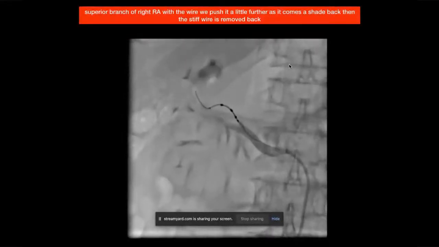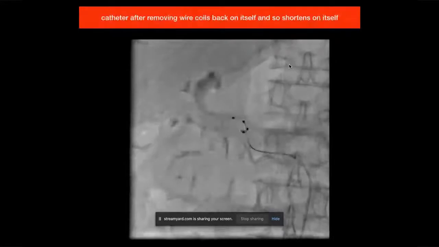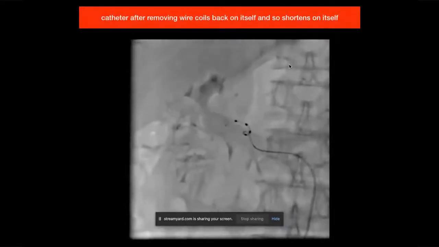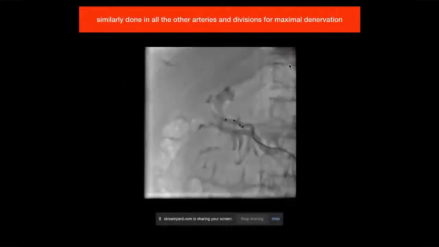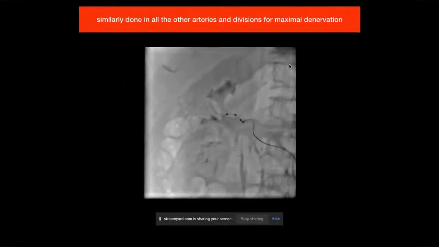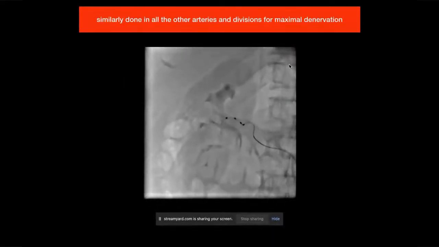Then again, we move to the other side renal arteries. Superior branch of the right renal artery. With the wire, we pushed it a little further as it keeps coming a shade back. Then the stiff wire is removed. After removing the wire, the catheter coils back on itself and so shortens on itself. This is similarly done in all the other arteries and the divisions for maximum denervation.